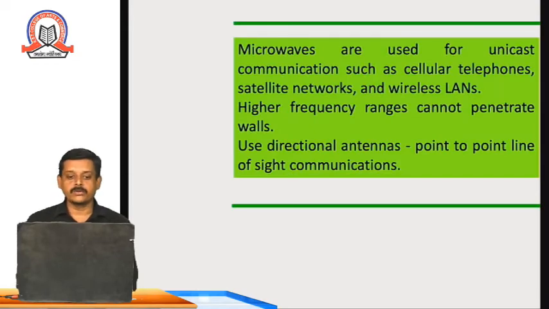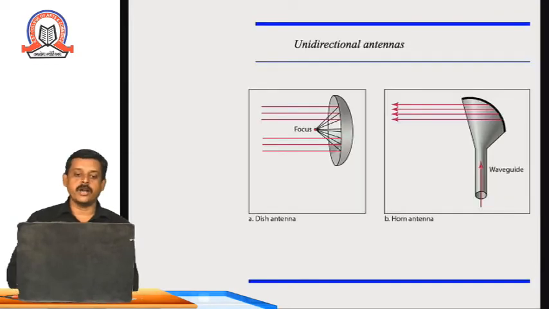Then we have microwave signals. Microwaves are used for unicast communication such as cellular telephones, satellite networks and wireless LANs. The higher frequency range cannot penetrate walls, and they usually use unidirectional antennas, having point-to-point line of sight communication. These are the kinds of antennas we usually see around the world. The first is a dish antenna, and the second one is a horn antenna, which are used as unidirectional antennas for microwave signals.